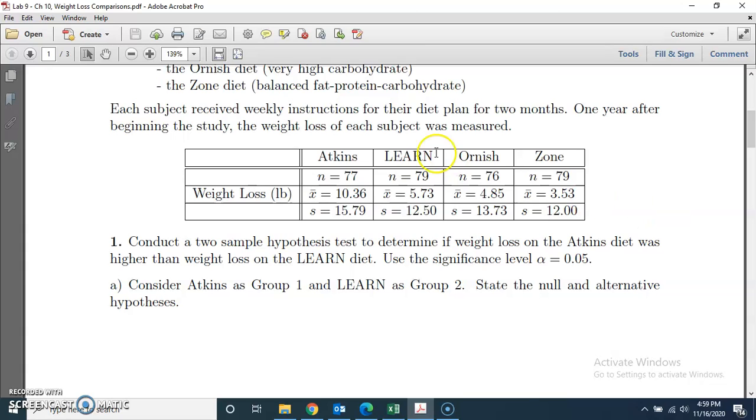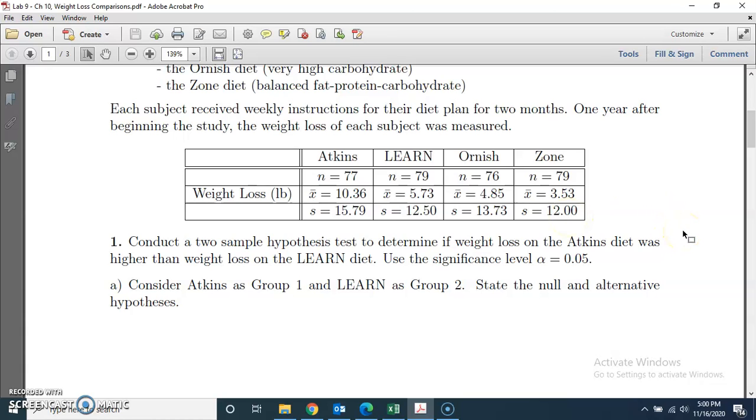And so there we see it. Atkins, N is right, the sample size, so 77 people follow the Atkins diet. They had an average weight loss, X bar, of 10.36. I imagine that's pounds. Yeah, it is pounds. They had a sample standard deviation of 15.79. So fairly large spread to the data, but on average 10.36. And we see similar numbers for the Learn, the Ornish, and the Zone. The sample sizes change a little bit, and obviously the average weight loss changes and the sample standard deviation changes a little bit from each one.